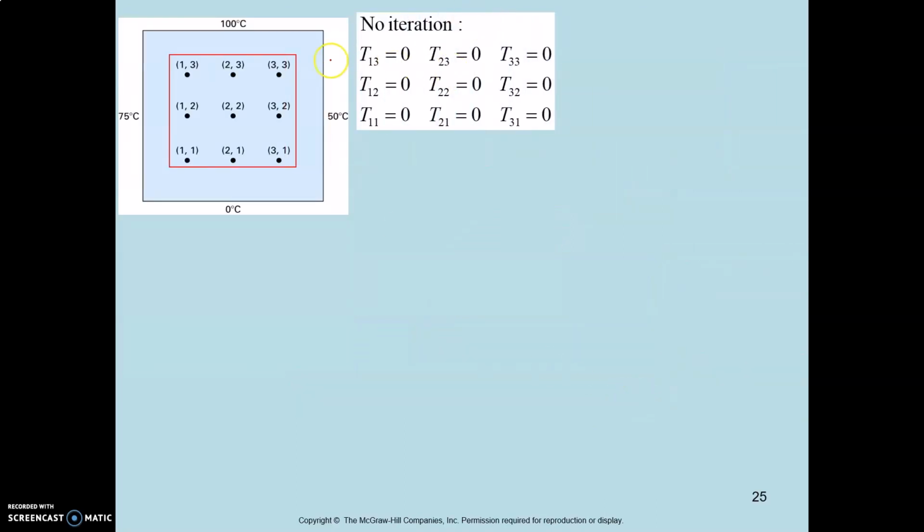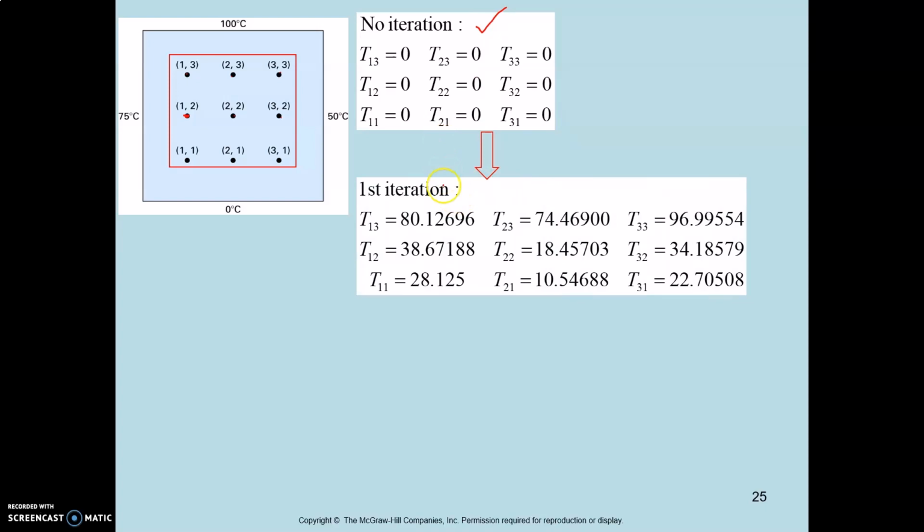If you keep continuing, we can obtain the temperature here for the rest of the 6 points. Without iteration, the initial guess at all the temperature points here is 0. Then for the first iteration, previously we were able to obtain these 3 temperatures. If you continue, you will obtain the rest.